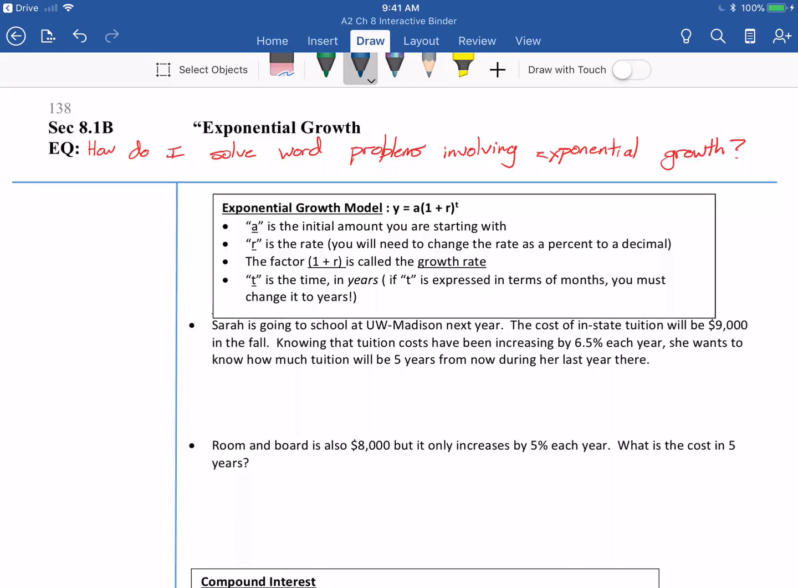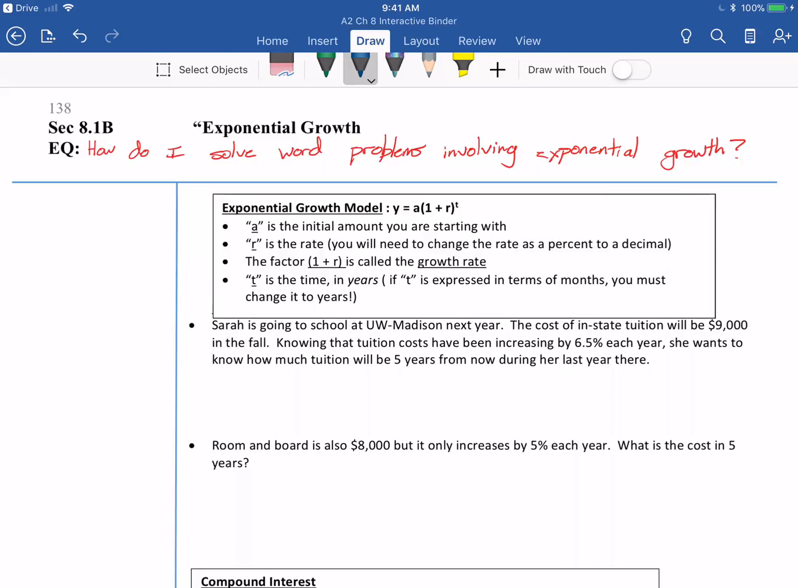Alright, so this is the second part of 8.1, and we're looking at how to solve word problems involving exponential growth. The first equation is stuff that you actually did in Algebra 1, so hopefully it's a get-your-brain-back-into-it kind of deal. The second equation is a little bit new, but nothing too crazy. Alright, so here we go. Exponential growth model, this first one.